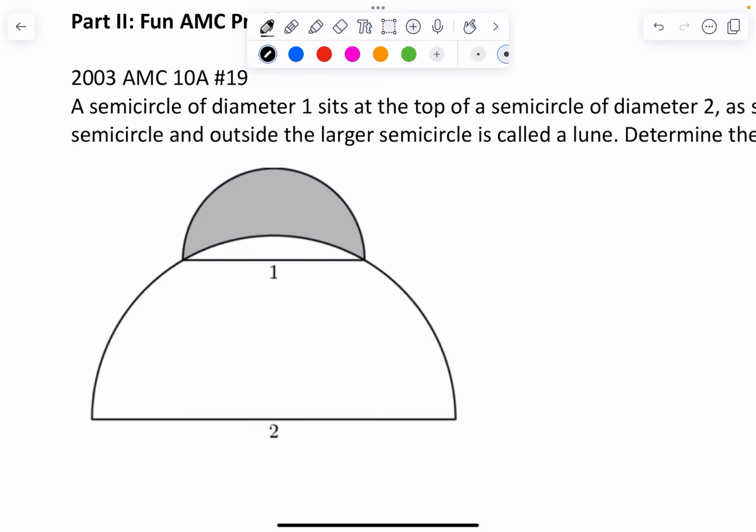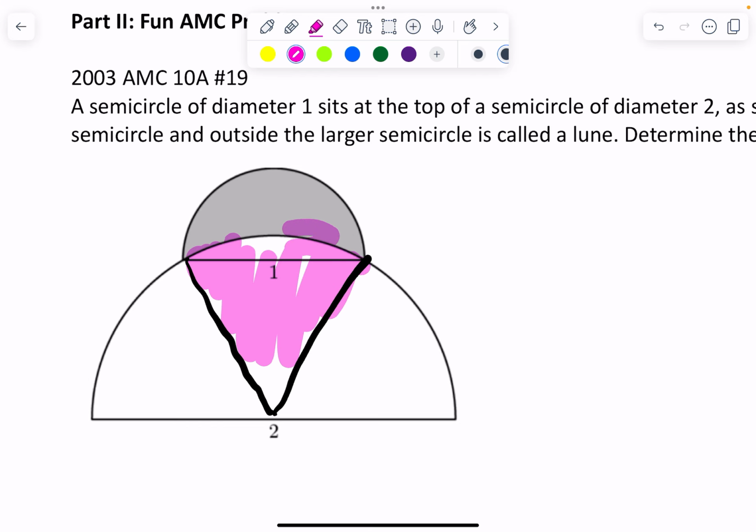Now we have to use this circle. What we want to do is find the area of this sector, this whole sector, and then subtract off this triangle, which leaves us with just this portion. Okay.